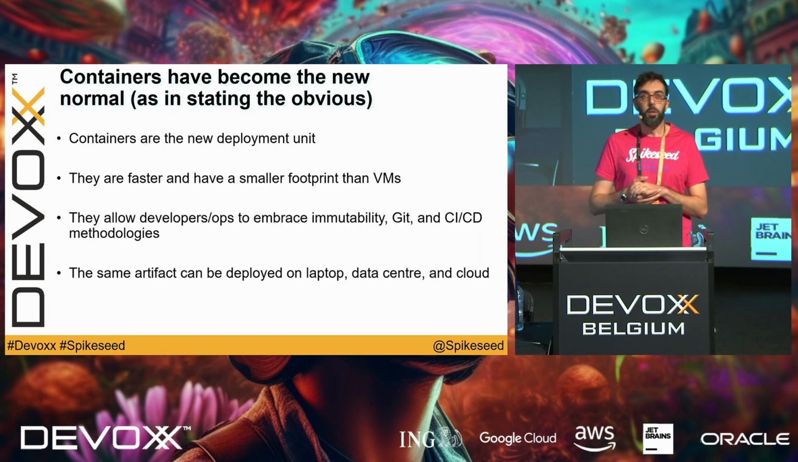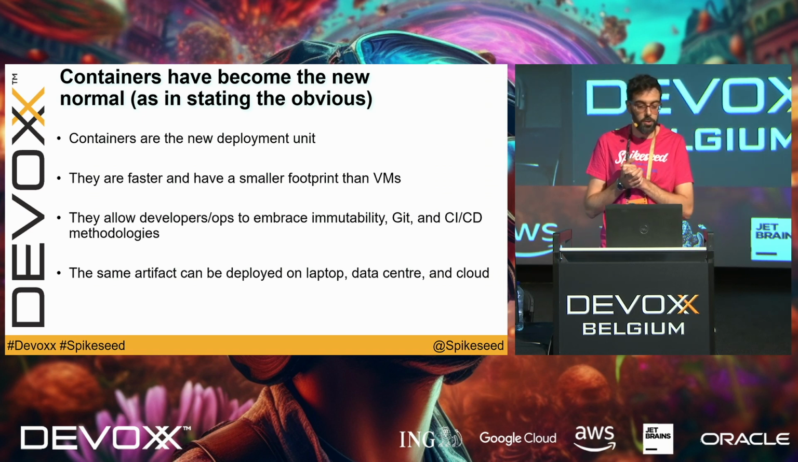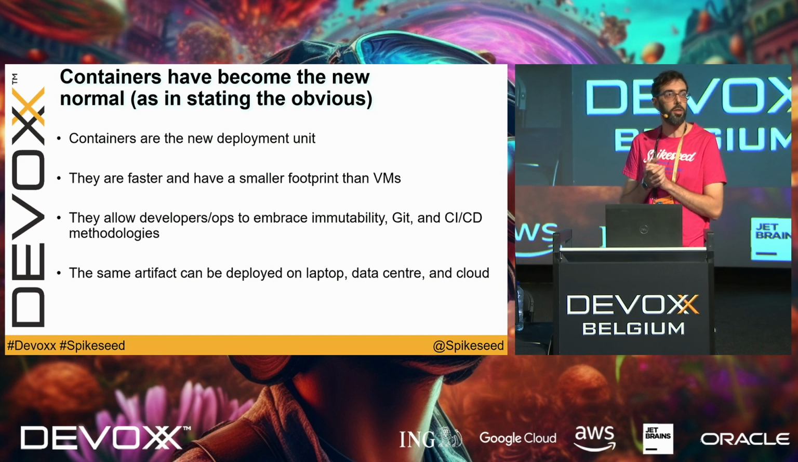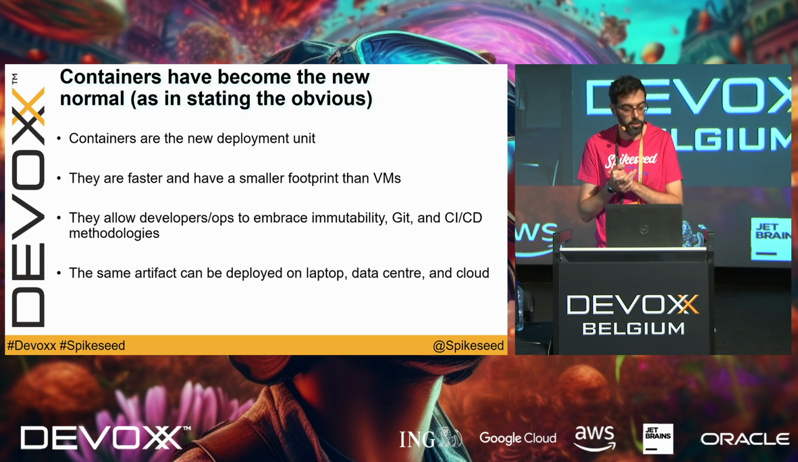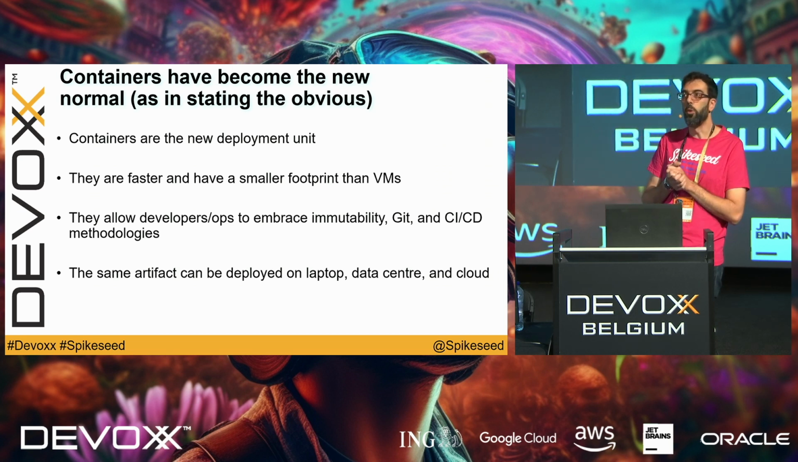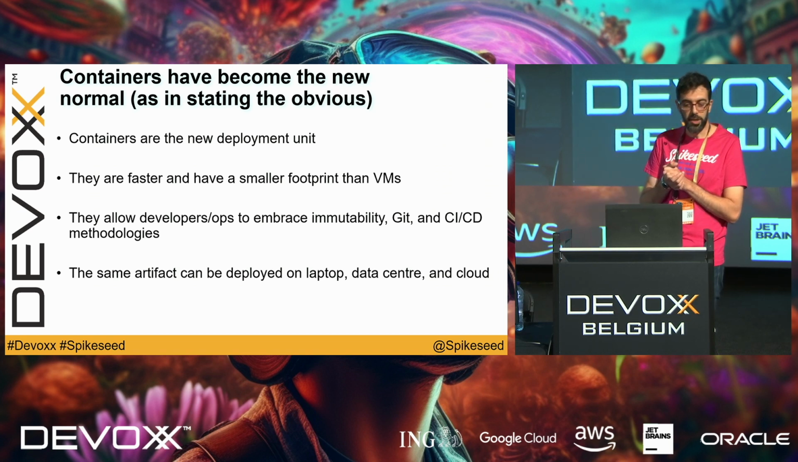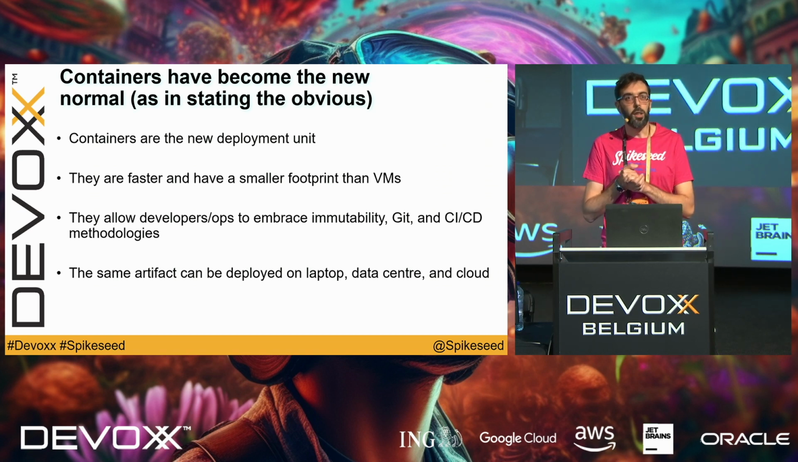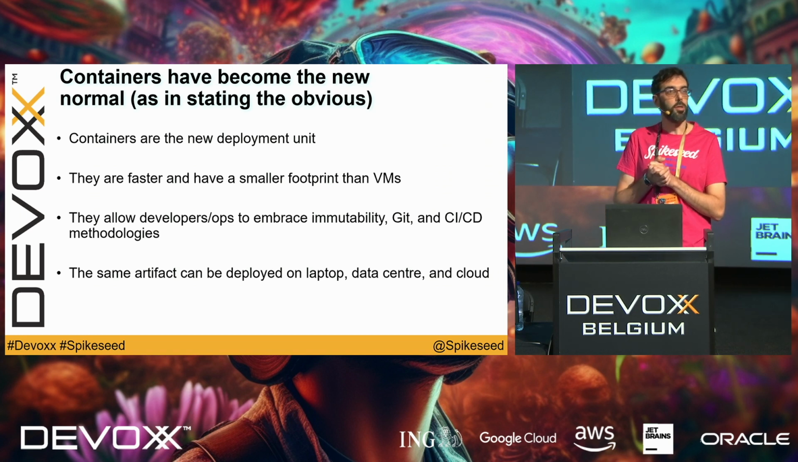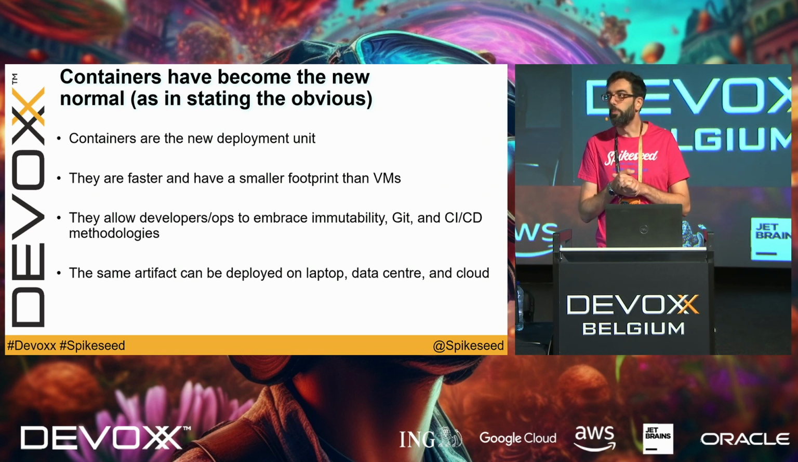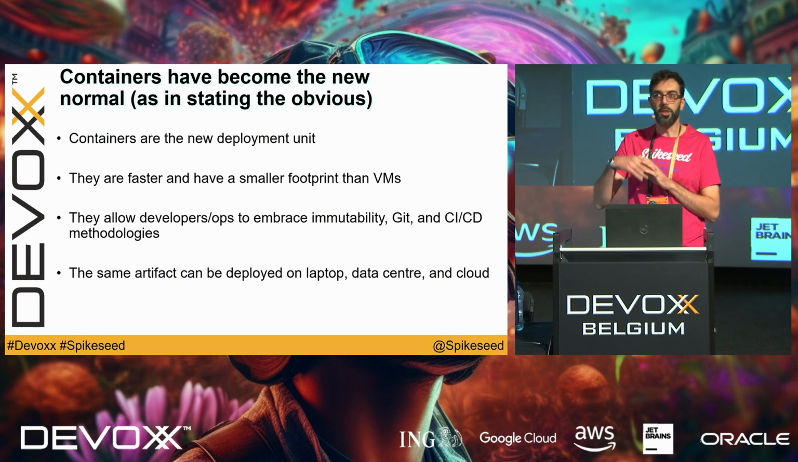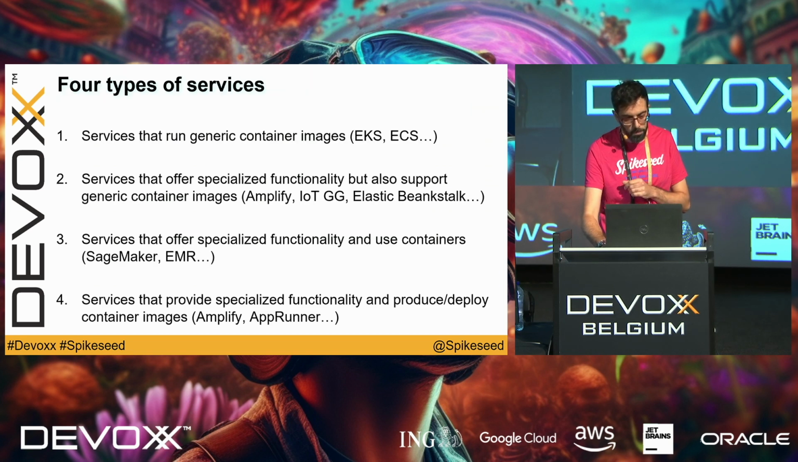So containers have become the new normal, as in stating the obvious, especially for this audience, I hope. So they are the new deployment unit, de facto already for a few years. They're faster, normally have a smaller footprint than VMs. They allow developers to embrace immutability, Git and GitOps practices, CI/CD. And the big selling point's always been portability, right? So the same container could run on my laptop, and it should run as well in the cloud, data center, wherever you want to run it.